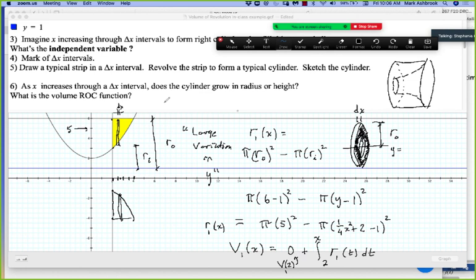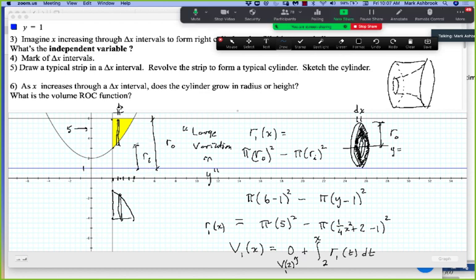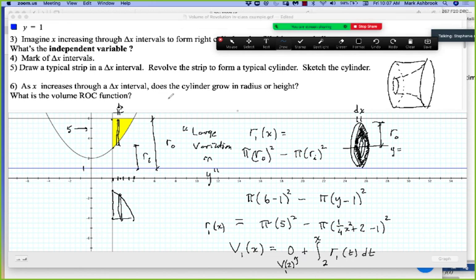For the r inner and the r outer, it's from the 1 to 6. Yes, 1, sorry. Because we're rotating around y equals 1, these vertical dimensions are not y coordinates anymore. So this is what we call a large variation in y, from here to here. Thank you. Yeah, sure.